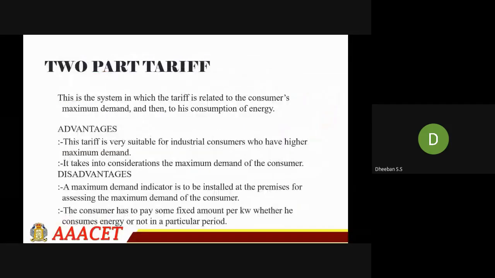So next is the two-part tariff. This is the system in which tariff is related to the consumer's maximum demand. In the previous case the maximum demand was not considered, but this tariff is very suitable for industrial consumers who have a very high maximum demand. The disadvantage is that a maximum demand indicator is to be installed.